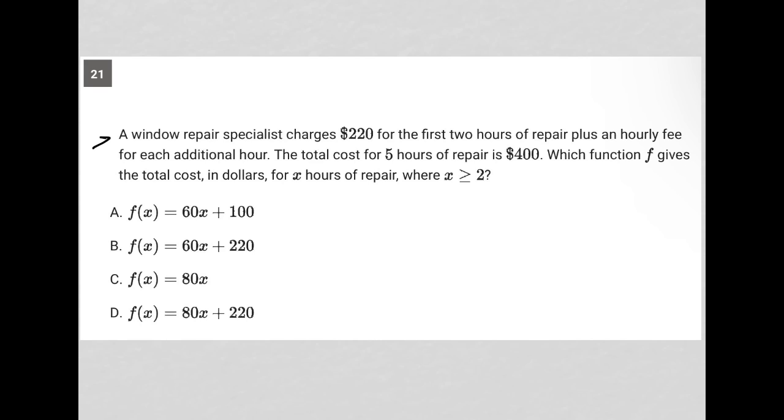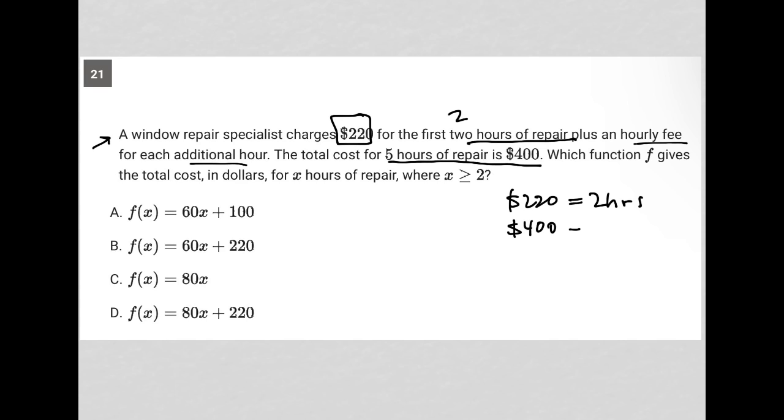So this question says a window repair specialist charges $220 for the first 2 hours of repair plus an hourly fee for each additional hour. The total cost for 5 hours of repair is $400. I'm gonna just write that down. So first of all, I'm gonna write down 220 equals 2 hours. And then we also know that $400 equals 5 hours.